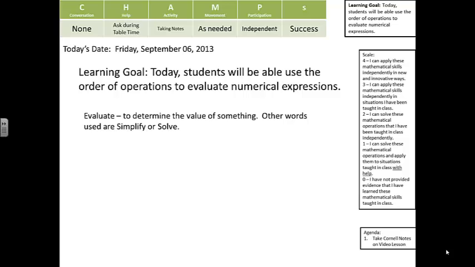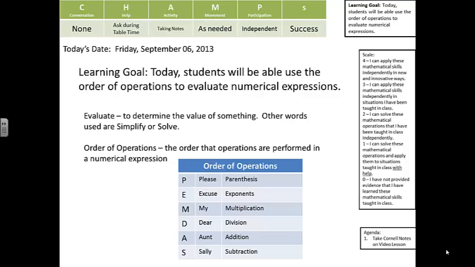The other new vocabulary we have is order of operations. The order of operations tells us the order that we perform operations in a numerical expression. There are some things we do first, and then on down the line, and then there are some things we do last. That order of operations, we have a saying that helps us solve that. That saying is, "Please excuse my dear Aunt Sally." Sometimes people use the first letter of each of the words in the order, and they get the acronym PEMDAS. So either way is a good way of remembering it.